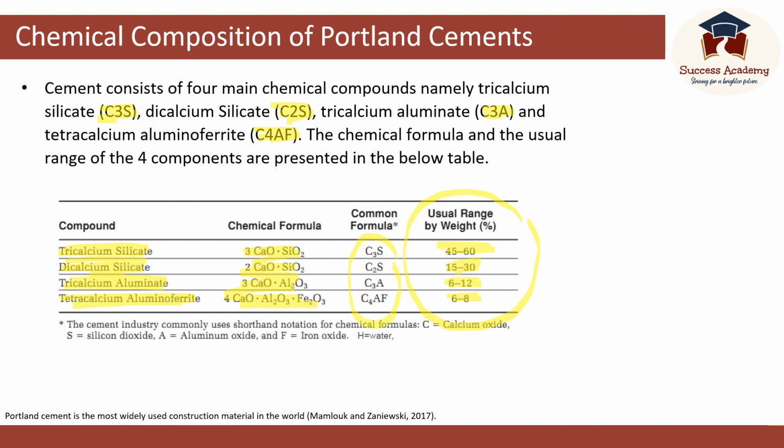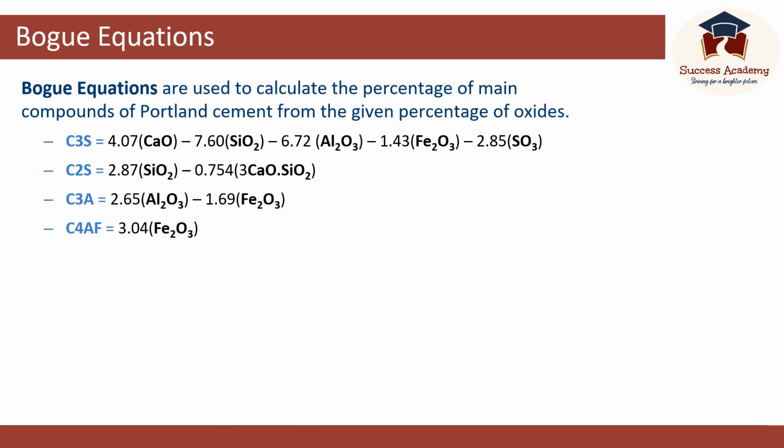Now let's look at how to calculate the percentages of the four compounds in a cement. To find the percentages of the four main compounds, we use the Bogue equations. You can see the four equations here. We can find the C3S using this equation. As you can see, if we know the percentages of the different oxides, you can just substitute those values here and you can find the C3S.